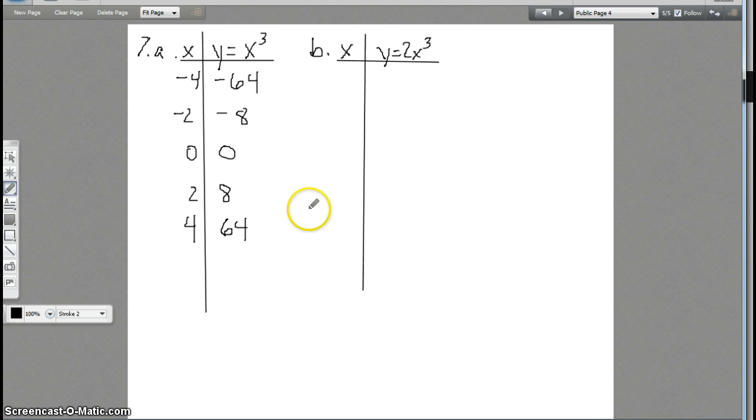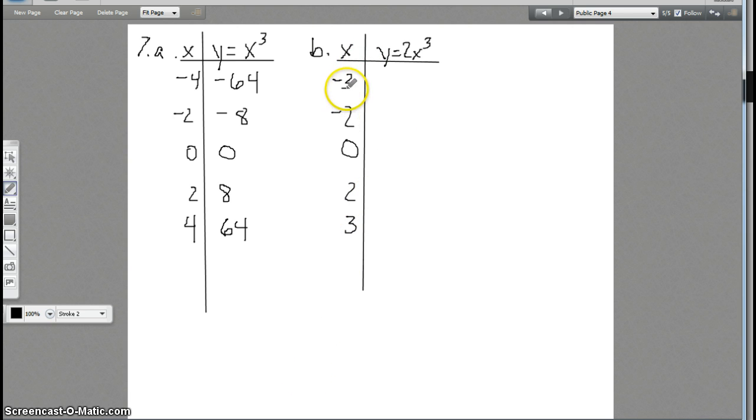And I'm going to do something a little bit different here, because when I did -4, my value was too big. So I'm going to do -3, -2, 0, 2, and 3. Because for -4 and +4, my numbers would be too big.